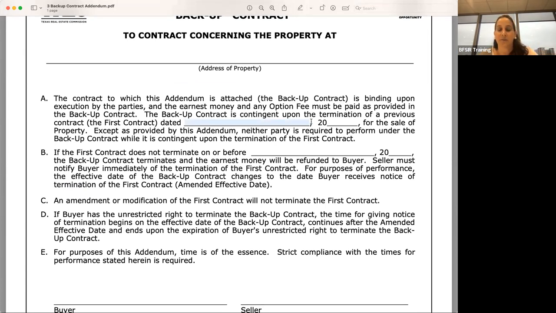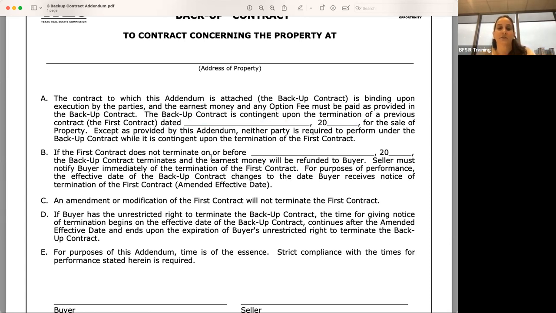And here in this blank, you put the effective date of the primary contract, right? The one that you lost out to. And so, except as provided here, neither party is required to perform while it's contingent. So you're saying they're in first place, that contract that's dated, whatever date, but we're in second place.